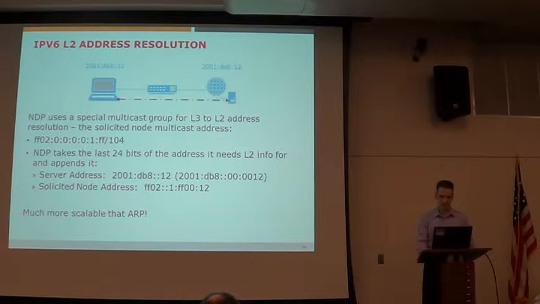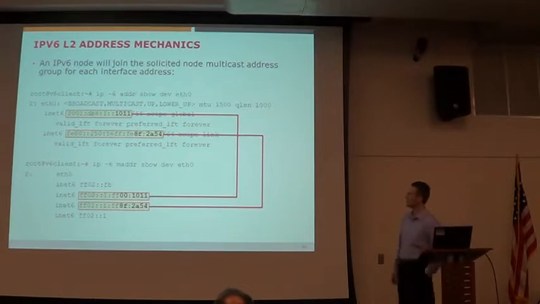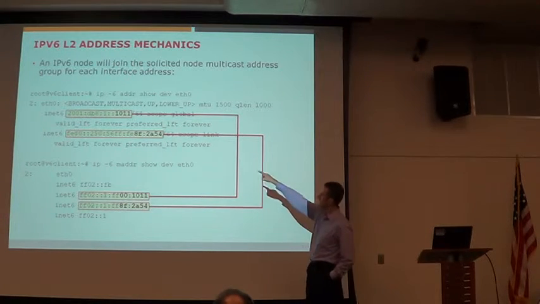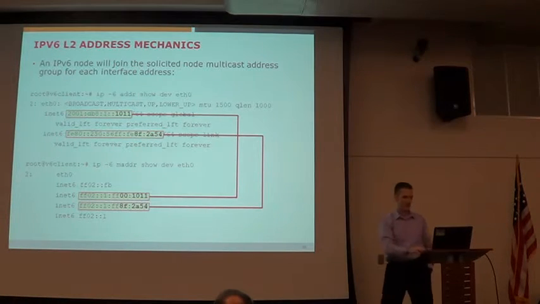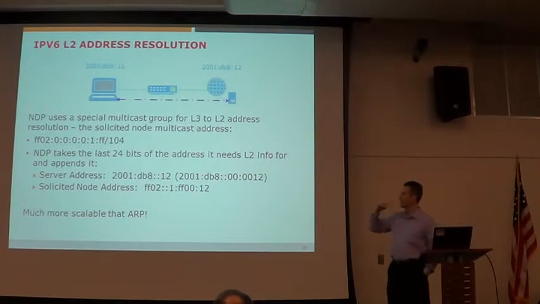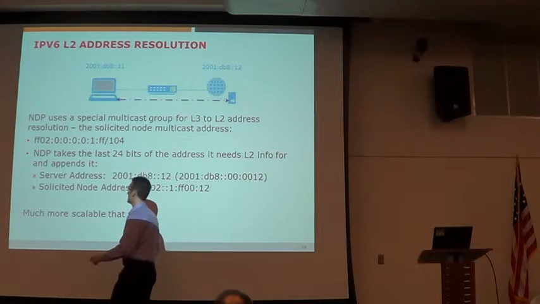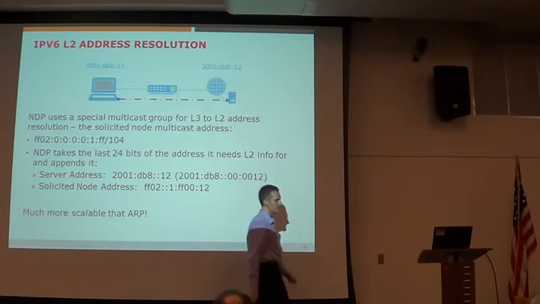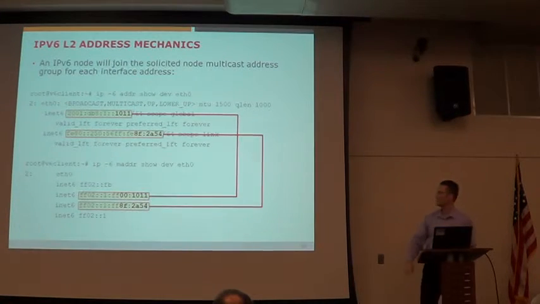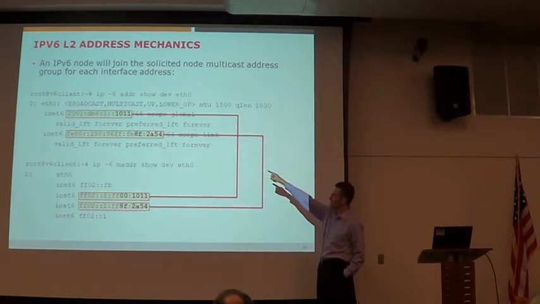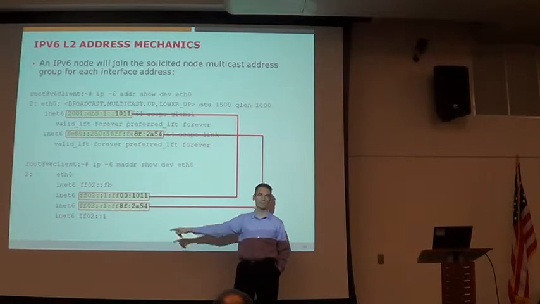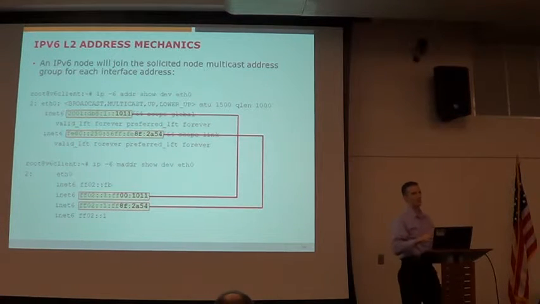And the way I actually do this, well, let me back up for a second. This is my solicited node multicast address, this FF02::1:FF. The first 104 bits are always going to be the same. I take the last 24 bits of my IPv6 address, and this becomes a solicited node multicast address. It's only the last 24 bits, so there's some overlap, but very little.